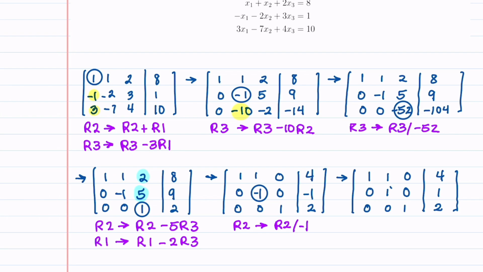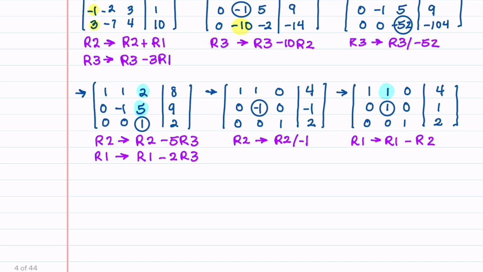Now we're going to circle our pivot again. It's equal to 1, so that's great. Let's highlight the entry above it that we need to make equal to 0. To make this entry 0, we're going to replace row 1 with row 1 minus row 2.